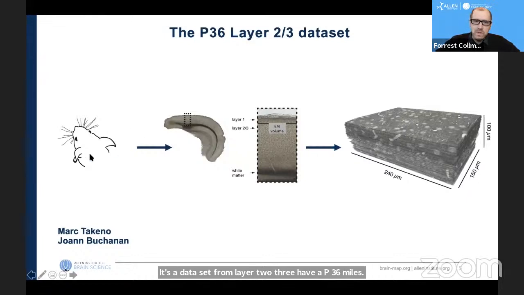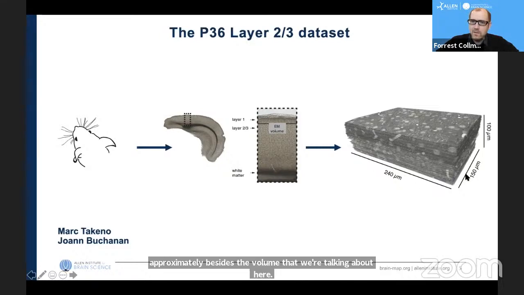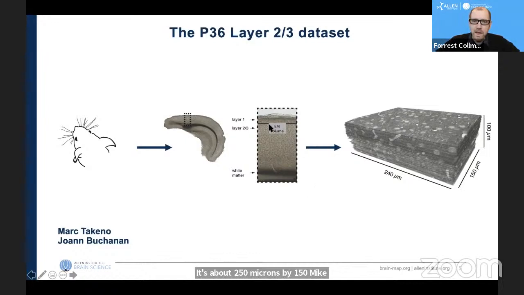And you take the brain out of the mouse and embed it in a hard plastic resin after you fix it. This image shows you approximately the size of the volume that we're talking about here. It's about 250 microns by 150 microns by 100 microns, located right at the border between layer 1 and layer 2-3 and going down about 150 microns in the brain.